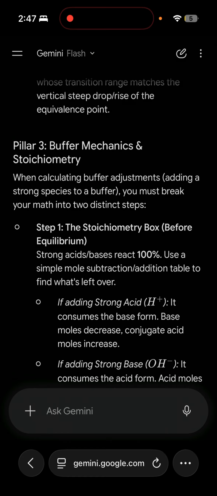Finding K and pK from pH. 1, find H positive. Use H positive equals 10 to the power of negative pH. This value is your X. 2, plug X and initial concentration C into Ka equals X squared over C. 3, find pKa. pKa equals negative log Ka.